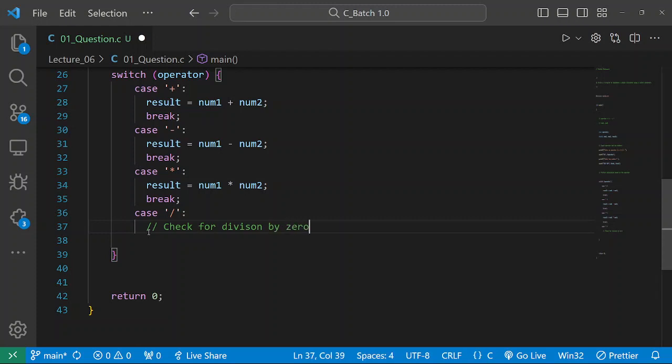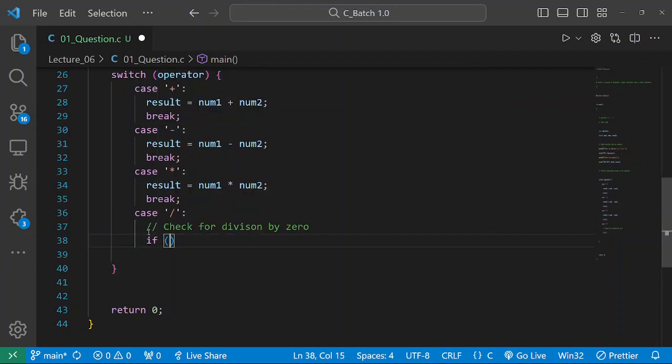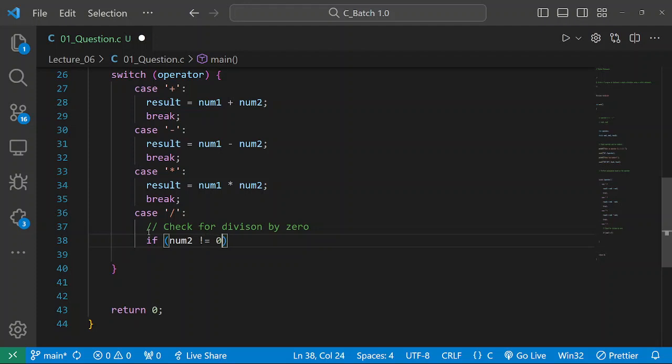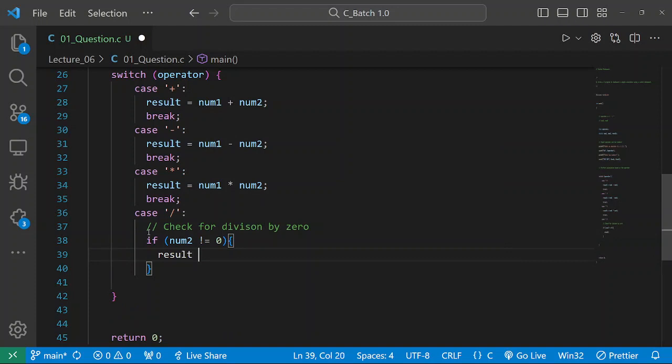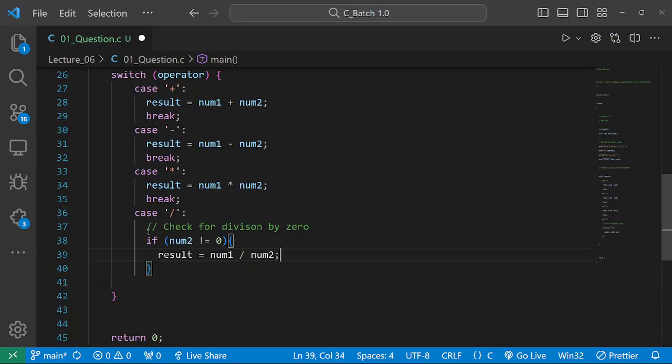Mainly students don't write this, they directly perform, but you can write it because it shows that you have some clear-cut idea about it. Okay, so same condition that yesterday we worked on divisible code. Same, I am writing: if num2 not equal to 0, then result equals the same thing I wrote previously here. You can see num2.